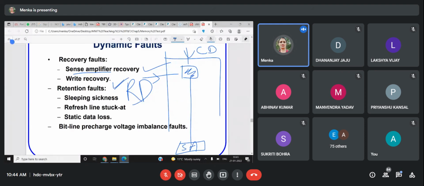Retention faults: sleeping sickness, refresh line stuck at fault, static data loss. These are the retention faults. So what is sleeping sickness? Sleeping sickness is somewhat like this. See, this DRAM memory basic cell depends on capacitors. You have a capacitor, then you are going to charge it in this way. This is the capacitor, this is also a capacitor. So through the capacitors it is going to be charged, and this is going to provide a resistance. So there is a complete RC circuit.